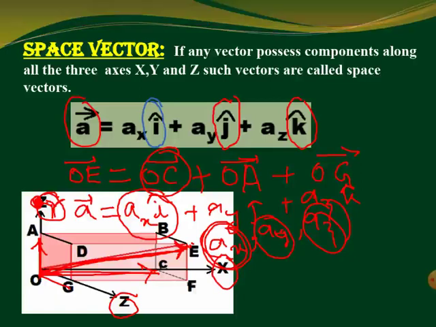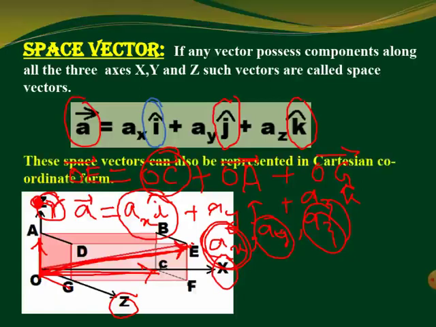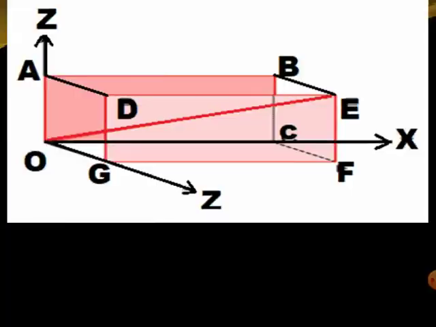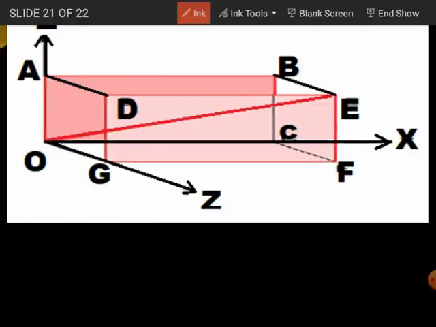Now I will show you the next slide. So this space vector can be represented in Cartesian coordinate form. Whatever I have told you here is all inside this, but let me take it to the next slide so that I can tell you in detail. Now, as I said, this OE represents a vector quantity.